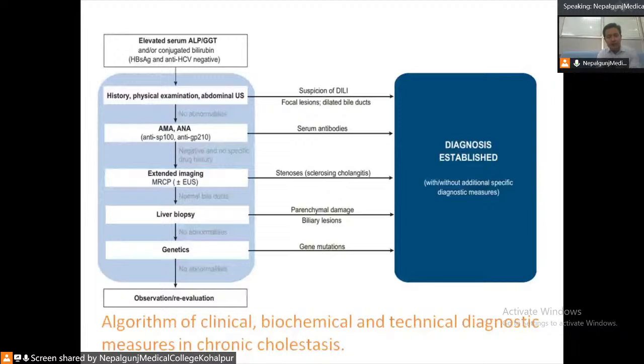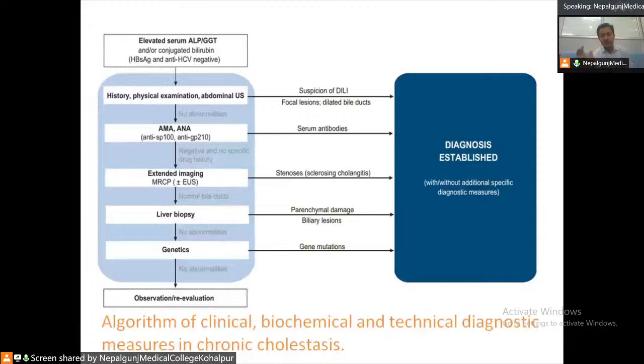In history, if there is a history of drug intake, DILI, drug-induced liver injury, with raised alkaline phosphatase, GGT, and bilirubin, your diagnosis may be DILI. There are many drugs I have told you, like herbal medications or some antibiotics. They may cause this elevated bilirubin and alkaline phosphatase. Then you do ultrasound, looking for focal lesion or dilated bile duct. Intrahepatic bile duct dilatation means there is extrahepatic obstruction, maybe a CBD stone or stricture, so your diagnosis is established.